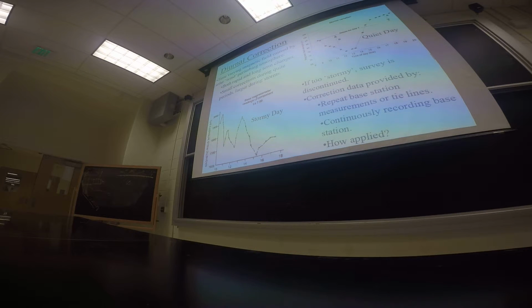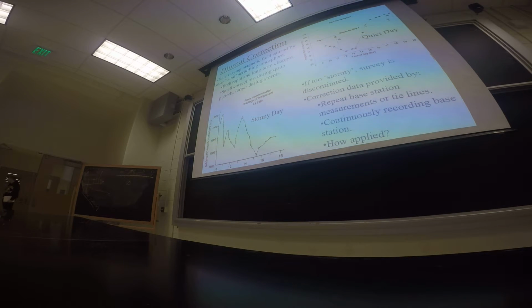The base station is going to tell you how the magnetic field changes with time. So all I have to do is subtract the base station readings from each of the individual readings at that time, and I've corrected for the time-dependent changes in the magnetic field. And I can do the same thing with gravity, right? If I have two gravimeters, I can have a gravity base station, make these measurements, and do the same correction.